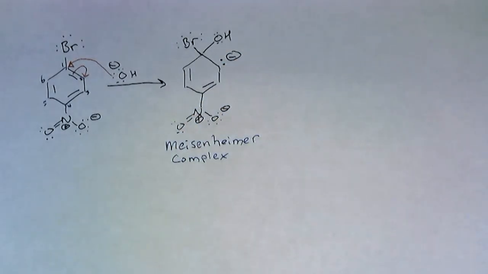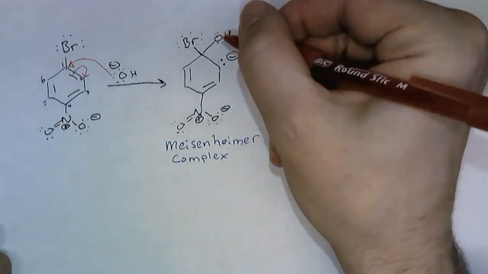Several resonance contributors can be drawn for this Meisenheimer complex, including one where we move the electrons down onto the electron-withdrawing nitro group. First, we can move the lone pair from carbon 2 to form a new pi bond between carbon 2 and 3. The existing pi bond between carbons 3 and 4 moves onto carbon 4, giving the next resonance contributor.